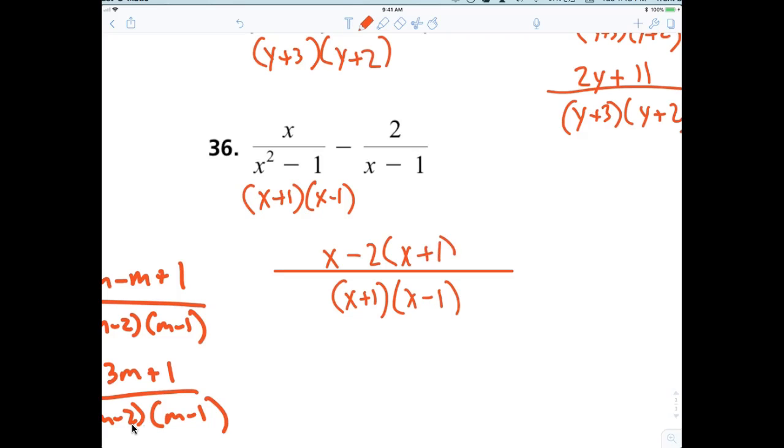Because kids forget to distribute the negative. People forget to distribute the negatives. You've got to be careful. All right? So now when we distribute, we get what? Negative 2x. Oh, wait. That's the mistake. It's negative 2x minus 2. Everybody agree with that? Right? And so now when I combine, I get what? Negative x. Is that negative x minus 2 or not? Negative x over x plus 1.